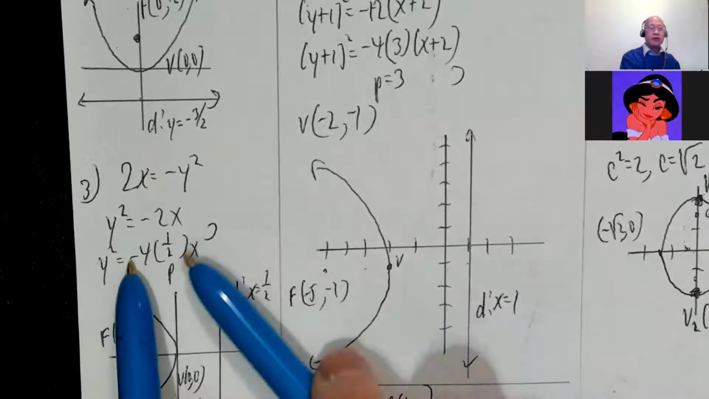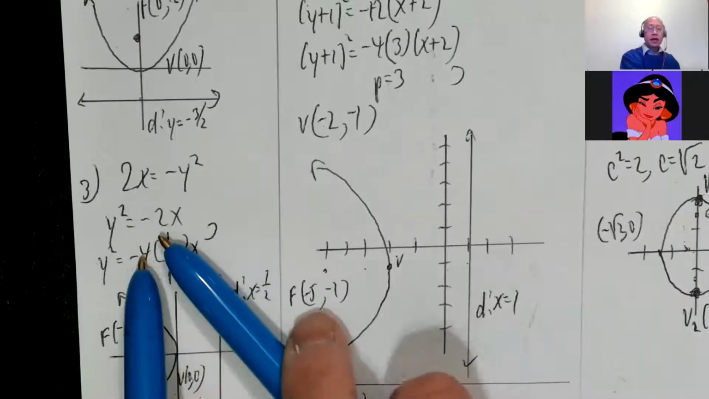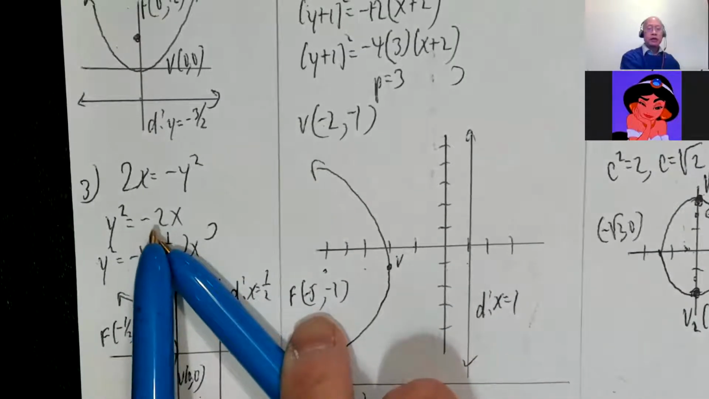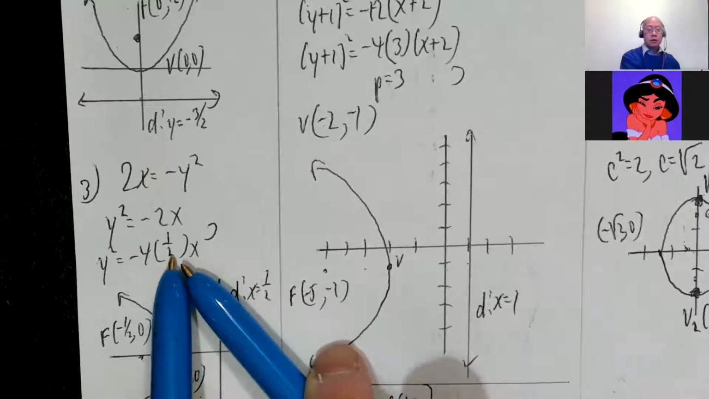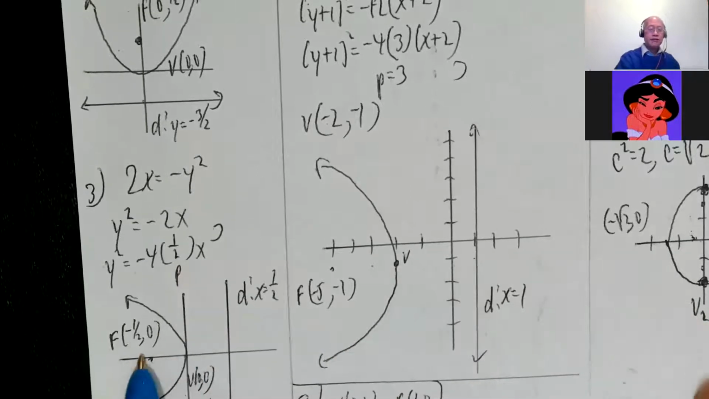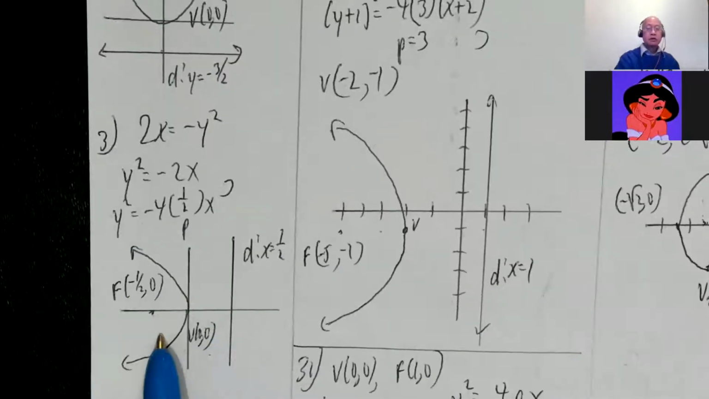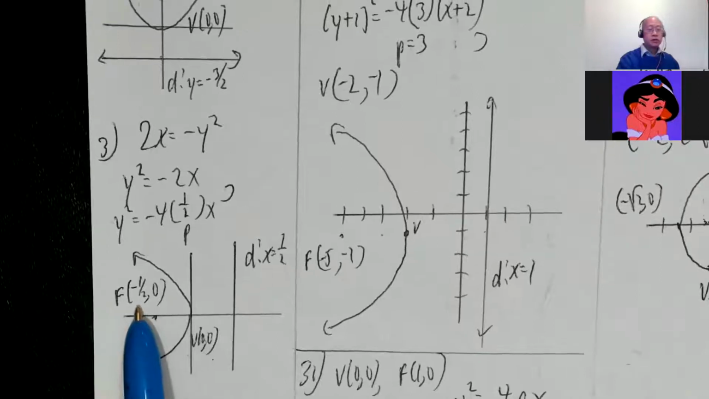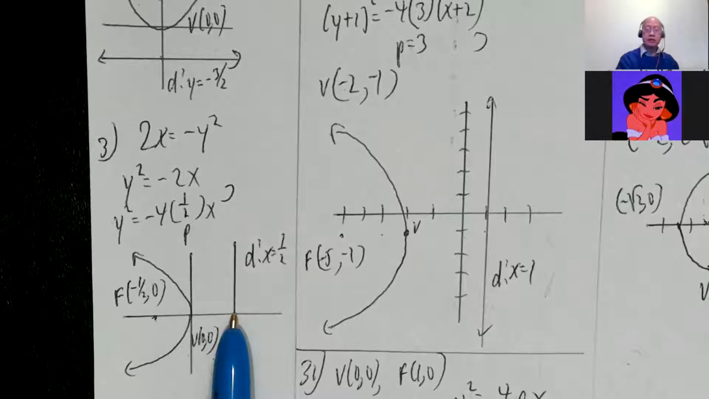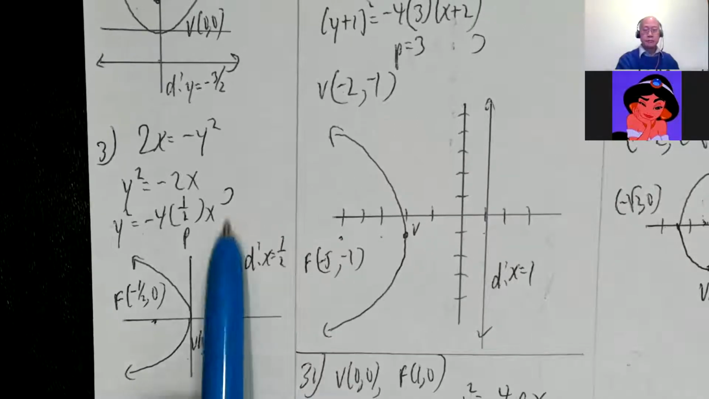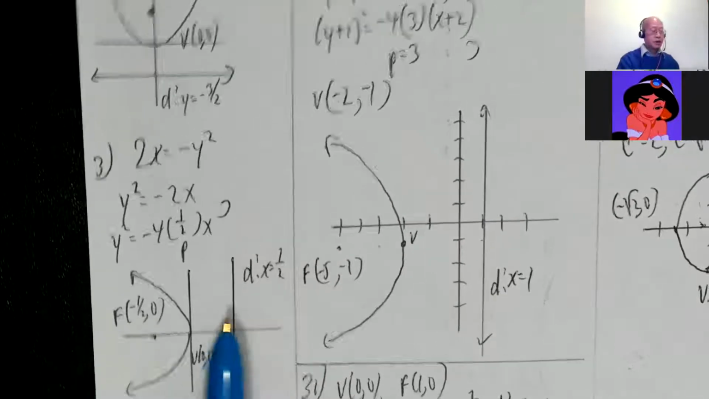So write this as negative 4px. So negative 4 times what number is negative 2? Well, a half. Okay, so my p is a half. So I go half a unit to the left, half a unit to the right. So the focus is negative 1/2, comma 0. The directrix, I go 1 unit to the right, but remember the directrix is not just a point, it's an entire line. So the directrix is x equals a half.